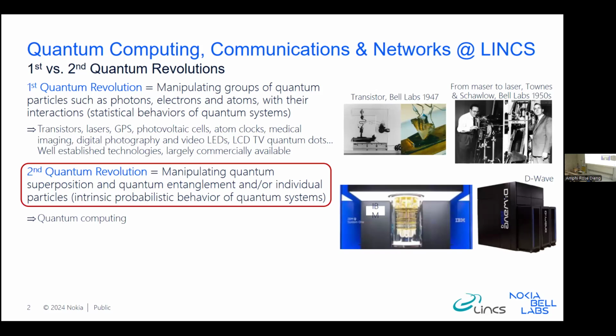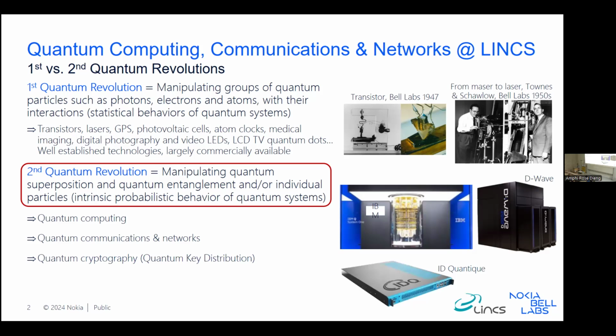So you have quantum computing. The main quantum domains of the second revolution concerned by this are quantum computing, quantum communication and networks, quantum cryptography, quantum key distribution, quantum sensing also. But here we will not talk about quantum sensing, but the three other ones are concerned by what I will tell today.